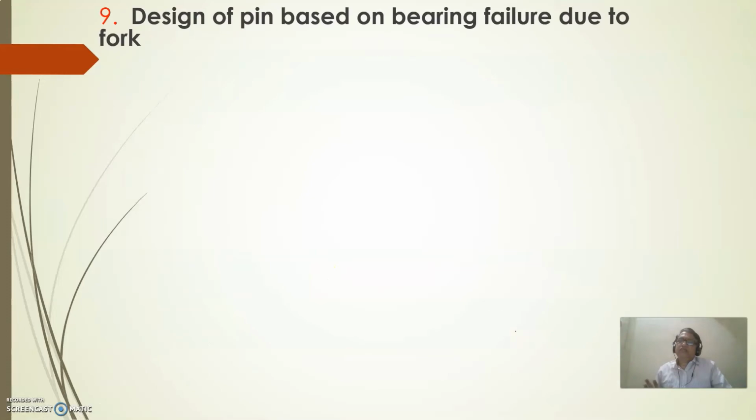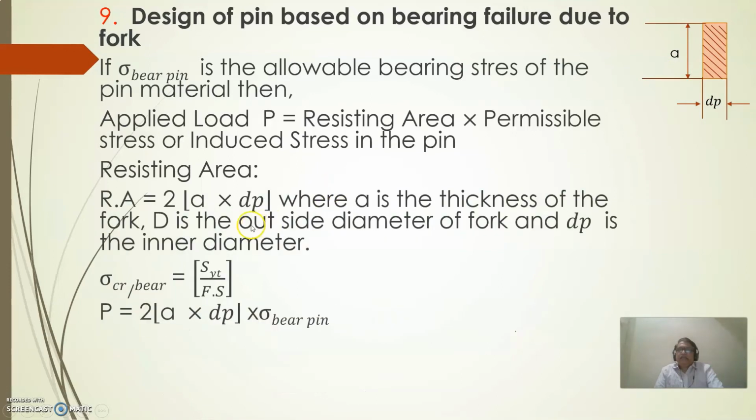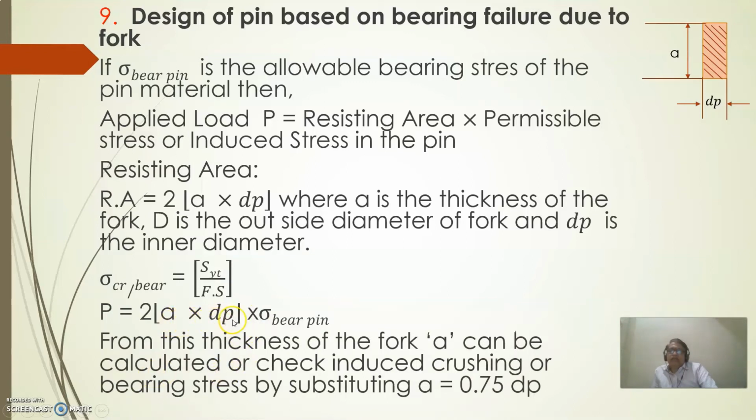After this we will go for the design of the pin based on bearing failure due to fork. So here, the allowable bearing stress of the pin material is the resisting area into the permissible stress in the pin. The resisting area is A into dP, right? You are going to get a failure in the pin at the top as well as at the bottom, so that is twice of A into dP. So this is the resisting area, twice of A into dP into the bearing stress of the pin. When we check it, you put the values of A and dP here, and this should come less than the allowable bearing stress of the pin.